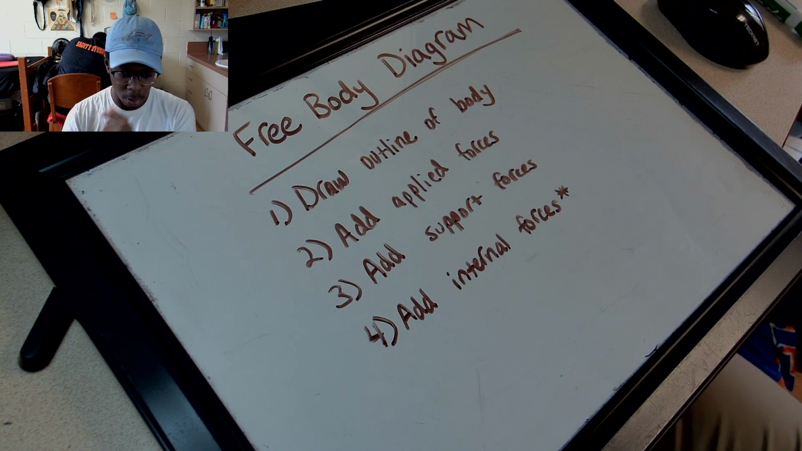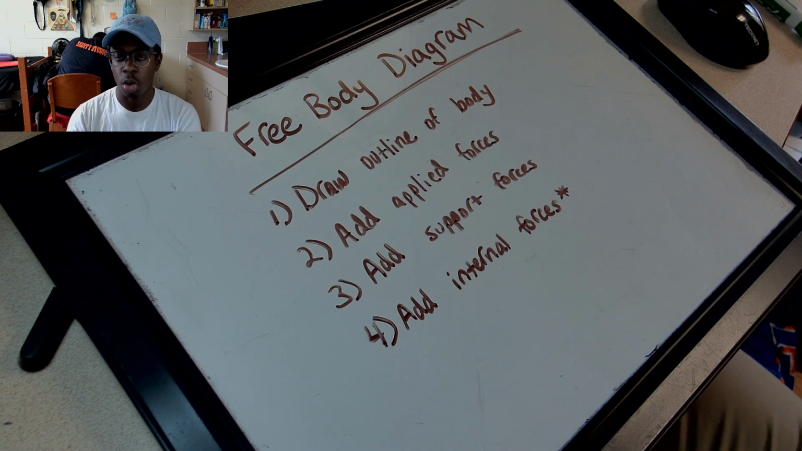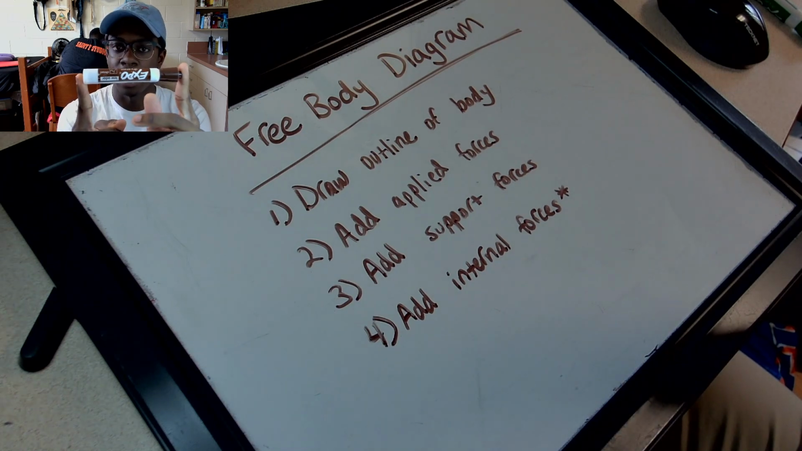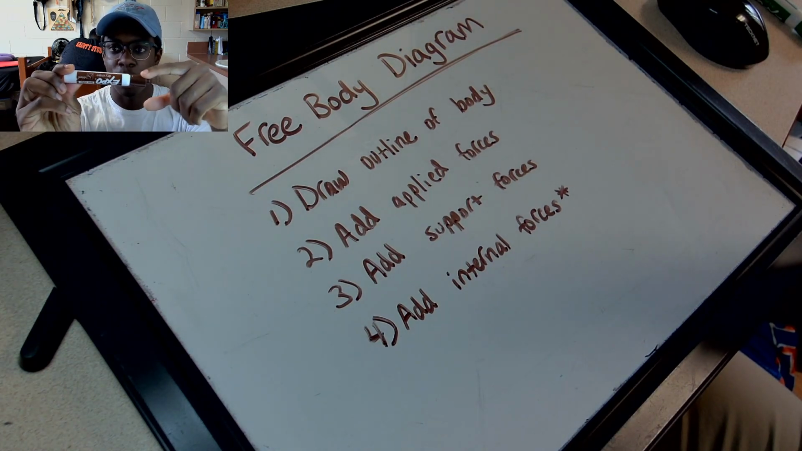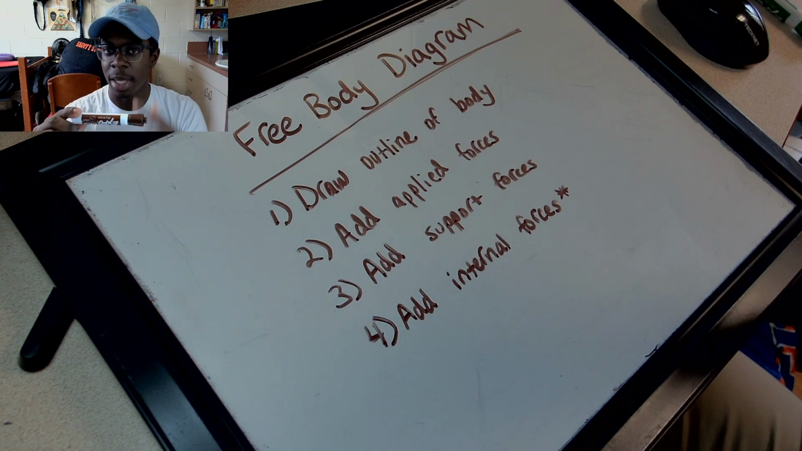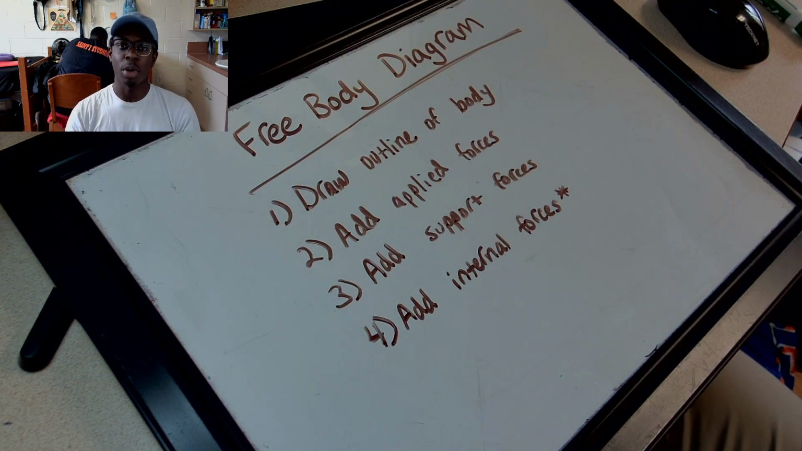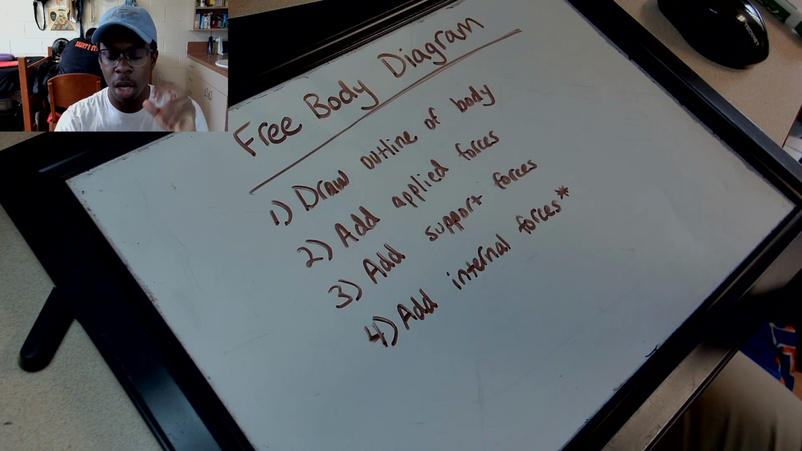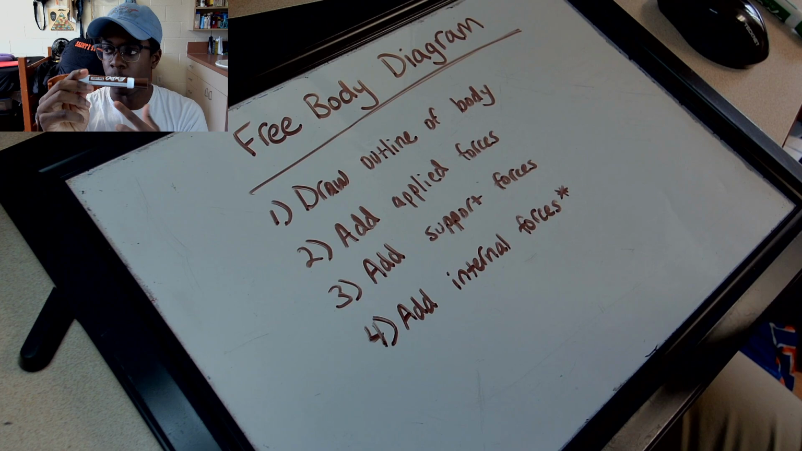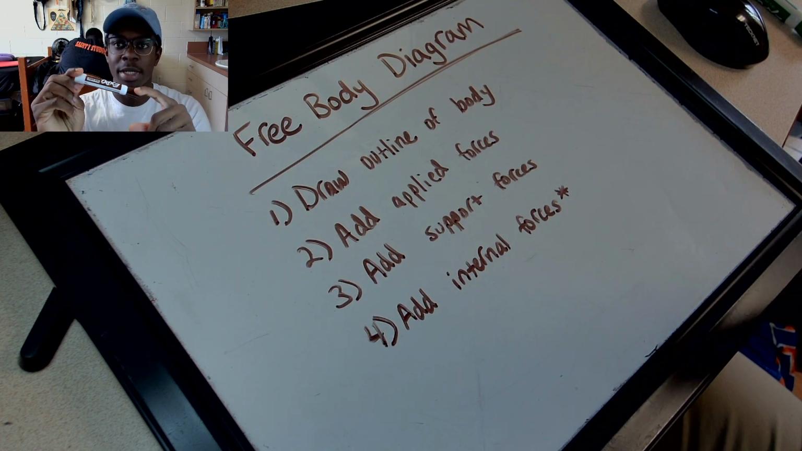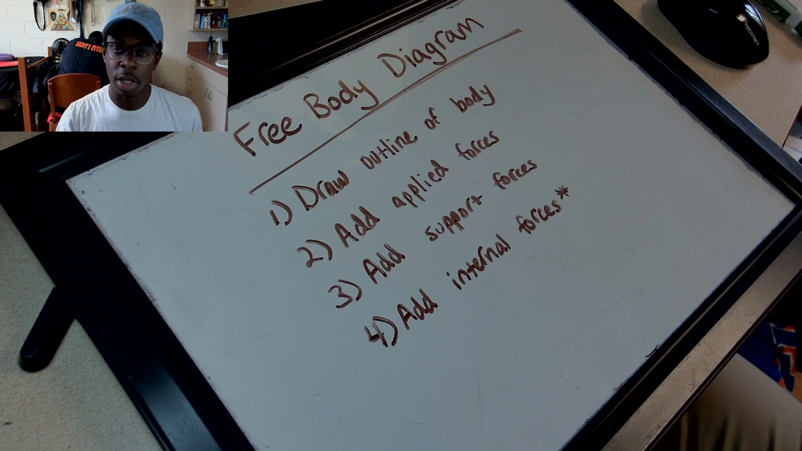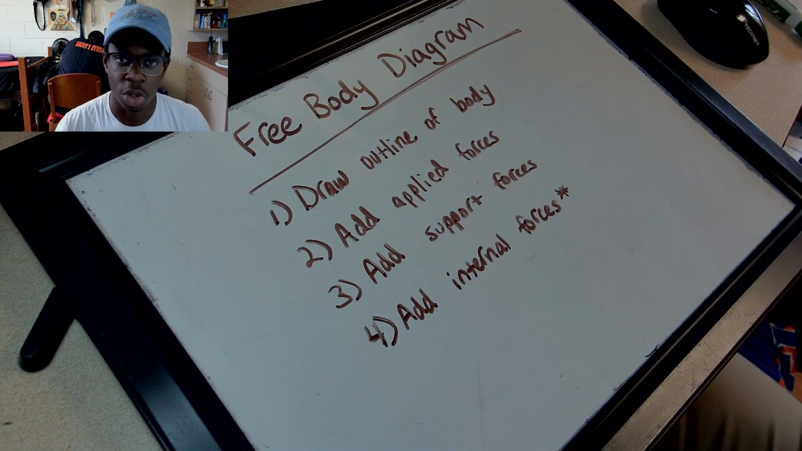And then the fourth thing we do is add internal forces and moments if we're looking inside of a body. So if I have this expo marker and I apply a force to it and I want to see what forces are going on inside the expo marker, if you remember from statics, and if not, I'm going to make some videos on that as well at some point, you can cut through the expo marker, our body, and see what's going on inside of it. Those would be the internal forces that we need to pay attention to.